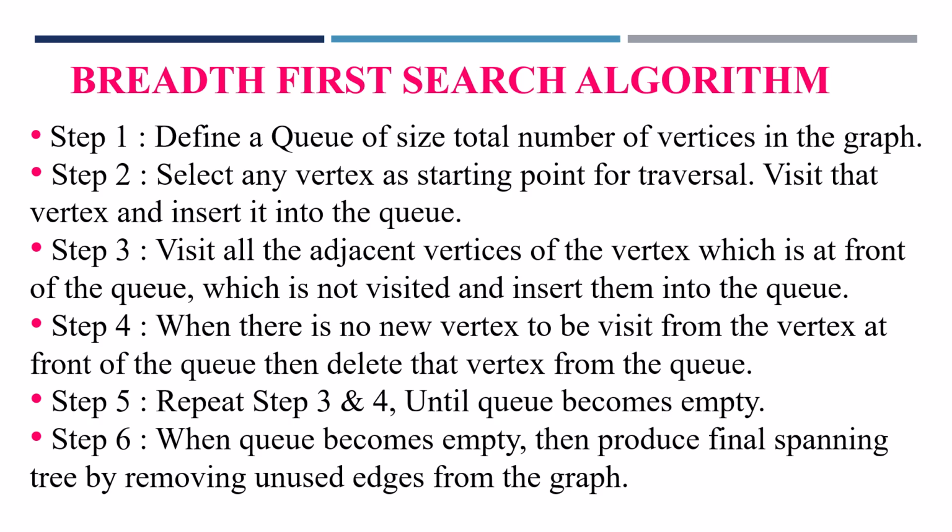When the queue finally becomes empty, it means we have visited all reachable vertices. At this point, we can produce a spanning tree by removing any edges that are not used during the traversal.